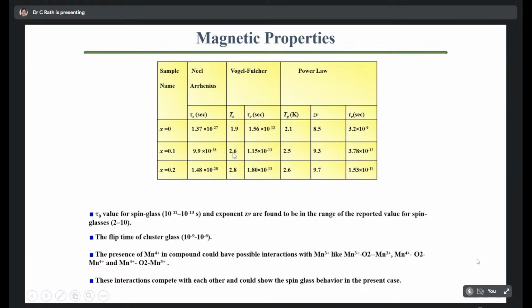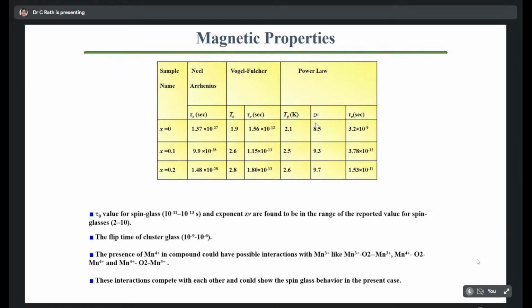Then from Vogel-Fulcher, one can see it is around 10 to the minus 12, minus 13. And from the power law, it is 10 to the minus 9, minus 12, and minus 11, whereas the flipping time of cluster glass is 10 to the minus 9 to minus 6. So this shows spin glass behavior. The exponent z nu is found to be in the range of reported values of spin glass. So the Vogel-Fulcher and power law fits indicate that all these samples are showing spin glass behavior.